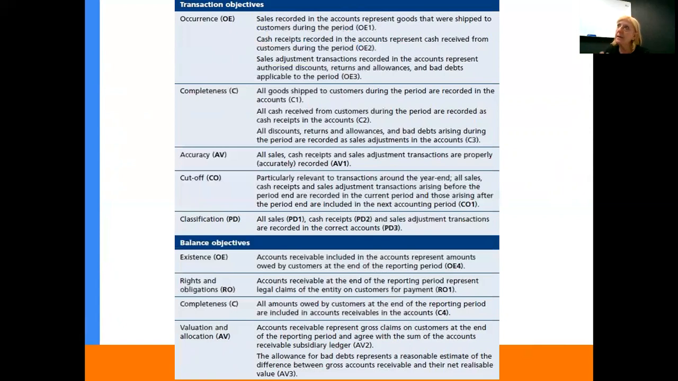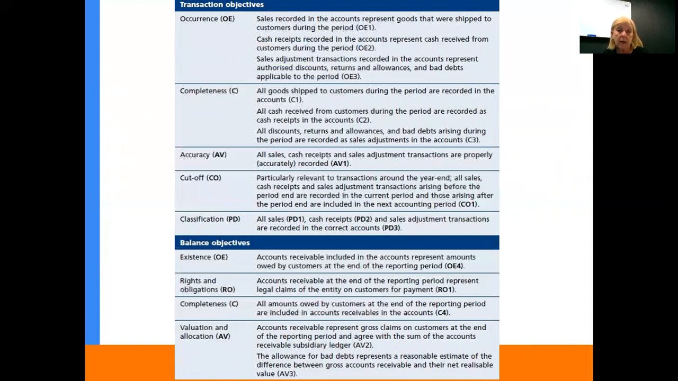And then what I'm doing is making these specific to the cycle. So completeness, all goods shipped to customers during the period are recorded in the accounts. All cash received from customers during the period are recorded as cash receipts in the accounts, and all discount returns and allowances and bad debts arising during the period are recorded as sales adjustments in the accounts. So the fact we've got all in front, that's a bit of a hint that if something says all, look carefully, it's likely to be a completeness objective or management assertion. So I'm looking to have everything included.